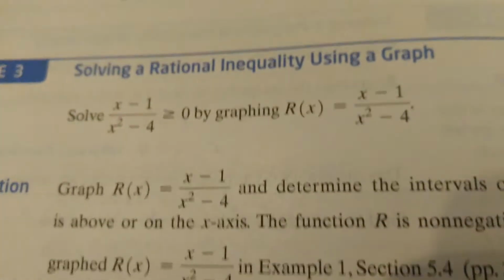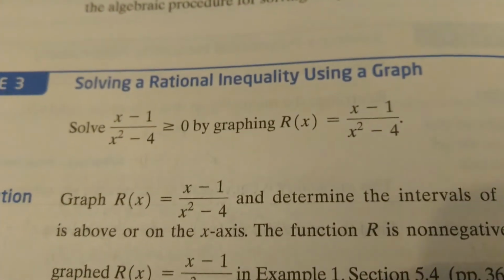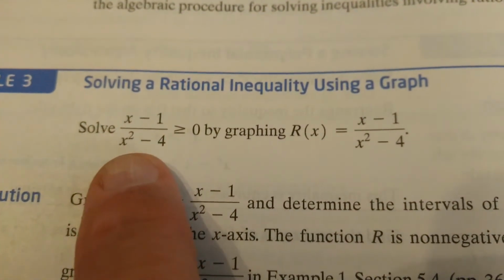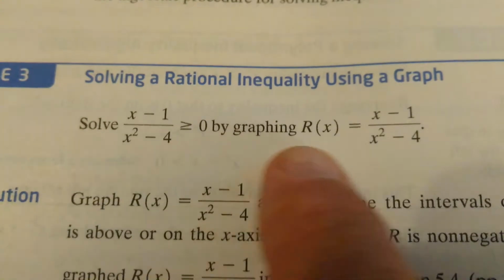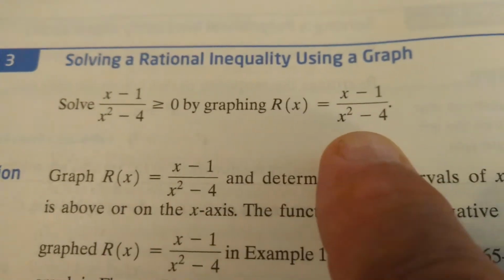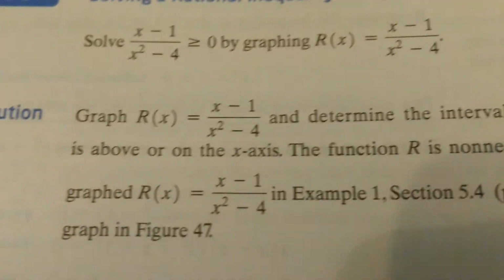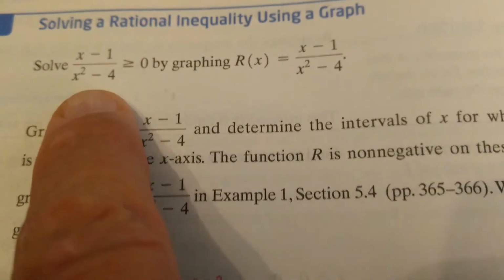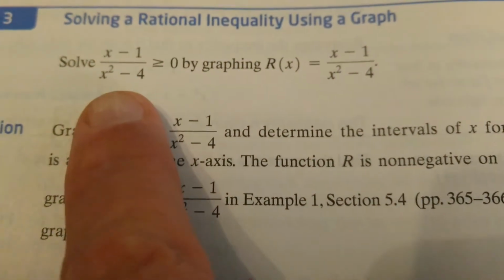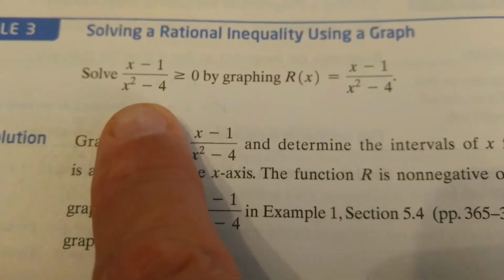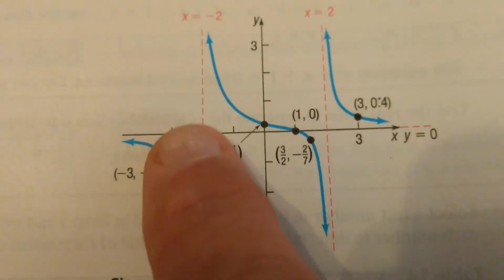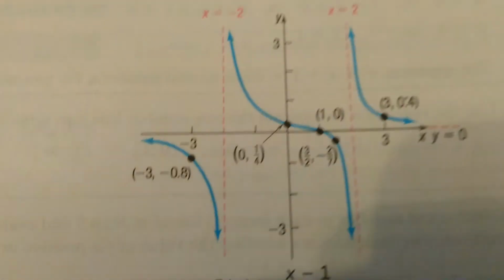And this is a rational function, changed to an inequality. You can see that we have x minus 1 over x squared minus 4 greater than or equal to 0. So we're going to graph x minus 1 over x squared minus 4. Remember, the first thing we have to do is factor the x squared minus 4. That's the difference of squares. That gives us x minus 2 times x plus 2, which gives us vertical asymptotes at 2 and negative 2. So here is the vertical asymptote at negative 2.